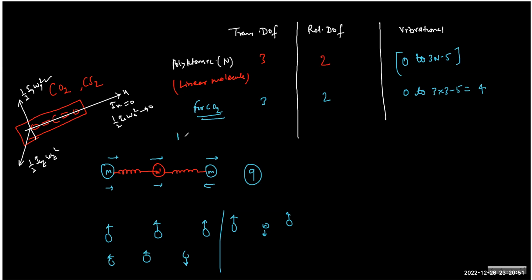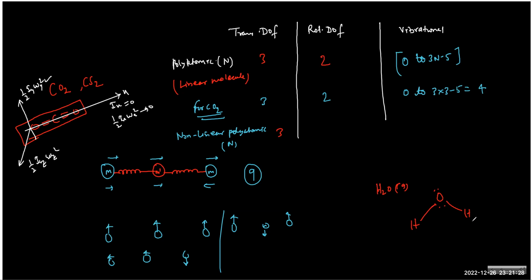Now, if we have a non-linear polyatomic, let's say N is the atomicity, the translation is going to be always 3, right? And because it is non-linear, if you think of H2O in a gaseous phase, what can you think? O, H, H. All right. So this is the shape.